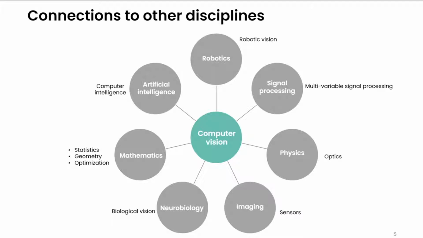Signal processing is something we can borrow techniques from. It's a very well-established field too, and many methods for 1D variables, such as temporal signals, can be extended to process multivariable signals in computer vision. And needless to say, physics explains the behavior of optics, which are a core part of most imaging systems, and various measurement problems in physics can be addressed using computer vision. Imaging is also a very closely related field because computer vision relies on image sensors, either visible or infrared light.